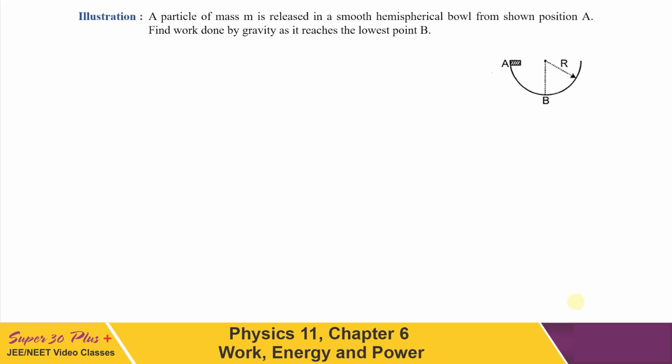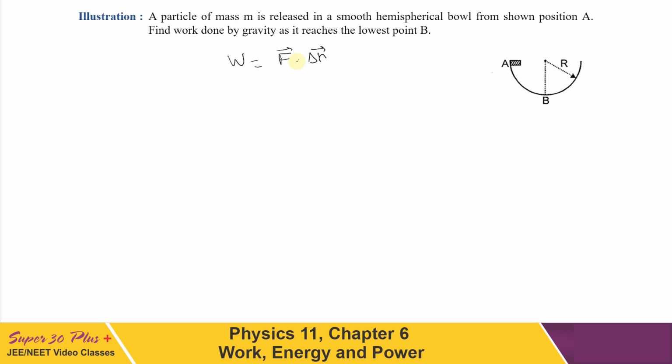One illustration I have taken for this work done calculation and the kinetic energy that we have just learnt. The first illustration is: a particle of mass m is released in a smooth hemispherical bowl from position A. Find work done by gravity as it reaches the lowest point B. Okay, since it has started from here to here and we have to calculate work done by gravity, which is a constant force, work done can be directly written as F dot delta r. That is F multiplied with displacement along the direction of force.